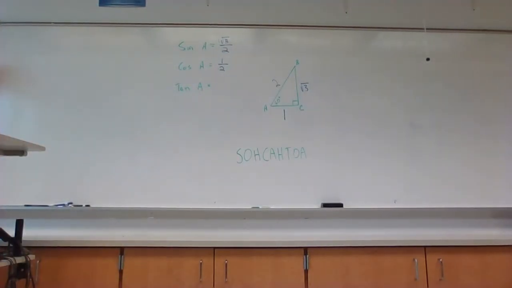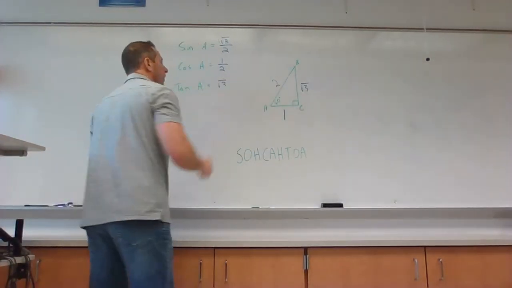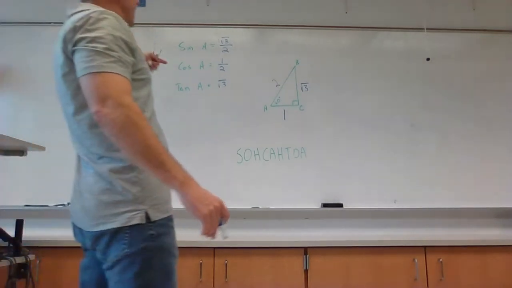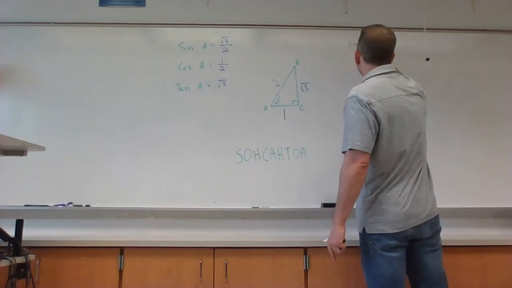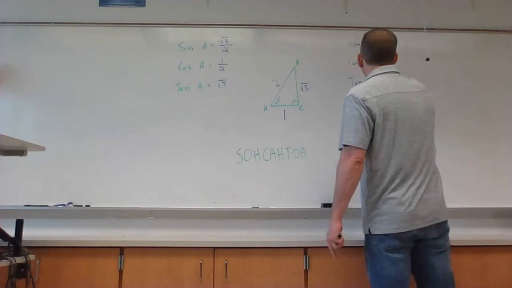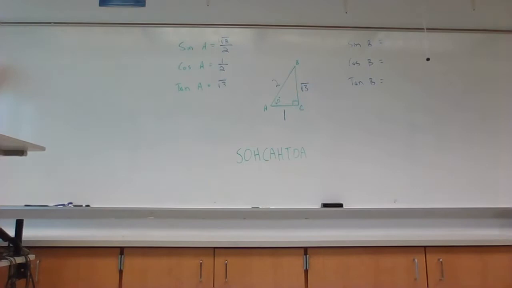All right, good. Rad 3 over what? 1. Yeah. Opposite over adjacent. Rad 3. Now you can write rad 3 over 1 or just rad 3. Okay? So we just found the sine, cosine, and tangent of angle A. Now you do the sine of angle B, the cosine of angle B, and the tangent of angle B. So right now we're just writing the ratio.